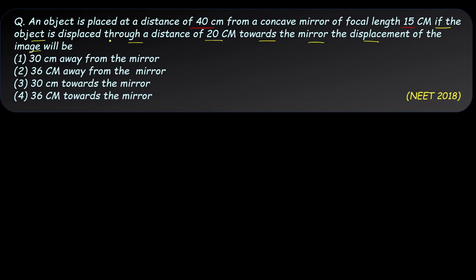First of all, if the object is displaced towards the mirror, the image will be displaced away from the mirror. Therefore, option number 3 and option number 4 cannot be the answer. Now let's find the value.